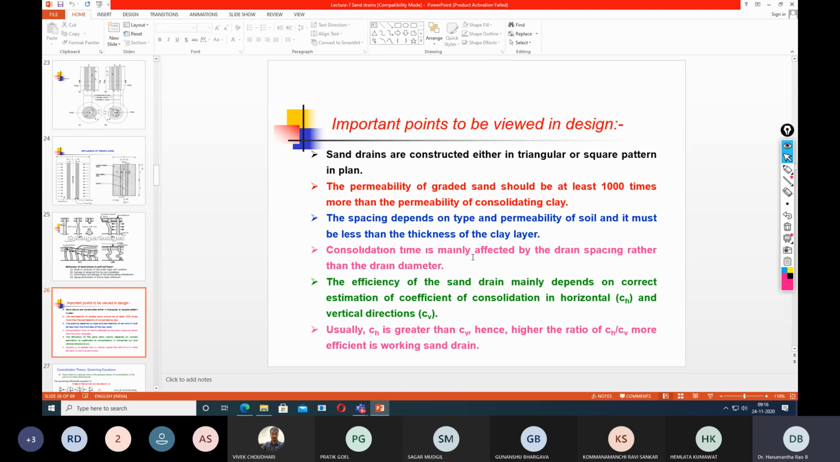Although both spacing and diameter affect it, the spacing is more prominent than the diameter. The efficiency of the sand drain mainly depends on correct estimation of the coefficient of consolidation in the horizontal and vertical directions. Usually CH is greater than CV. This is because the permeability in the horizontal direction is greater than in the vertical direction. Hence, the higher the ratio of CH by CV, the more effective the sand drain. So these are a few important points to be kept in mind when you design any sand drain technology.